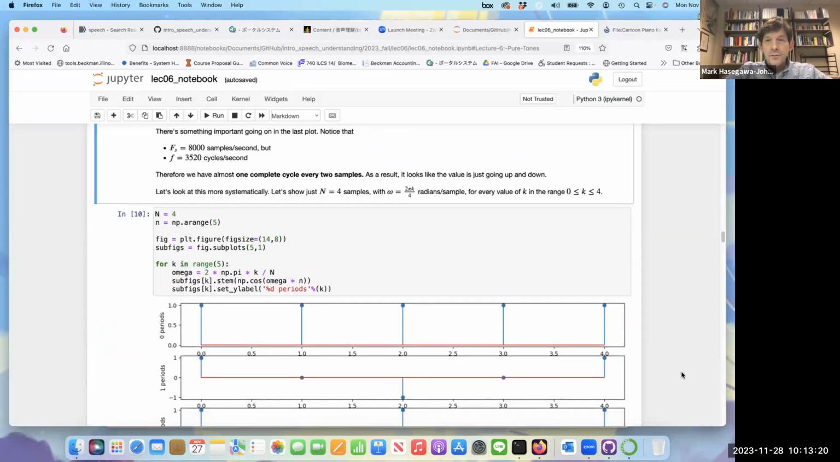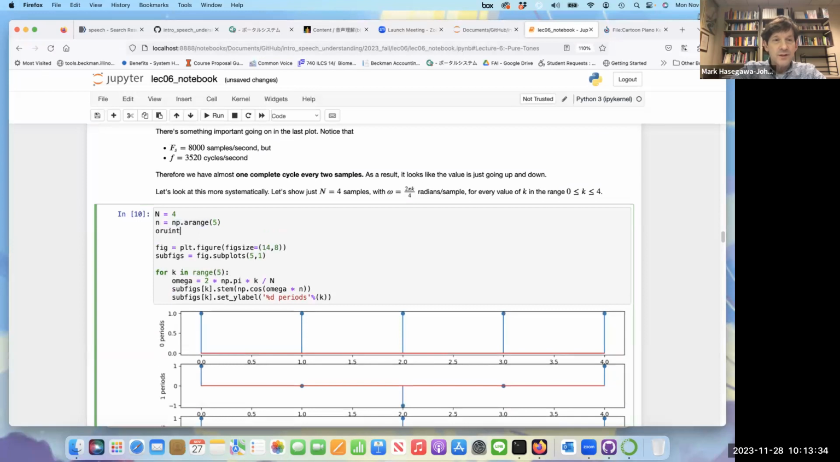Okay. So I want to look at this a little bit more systematically. I want to plot with just 5 samples, 0, 1, 2, 3, and 4. So I'll create little n is the numbers 0 through 4. Let me just print n.